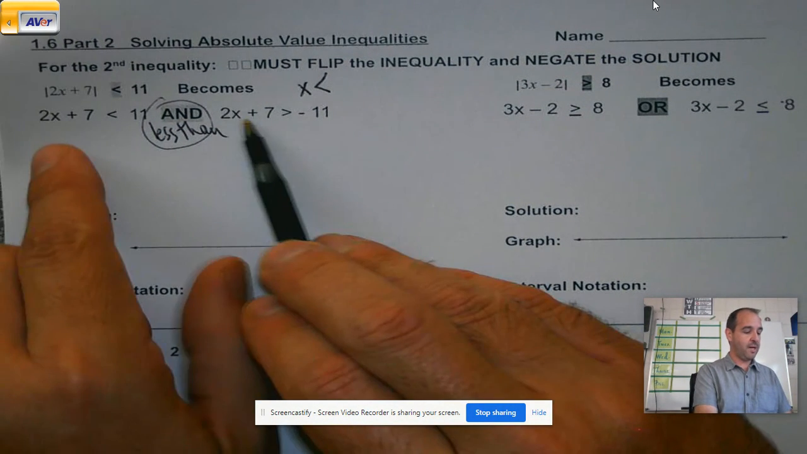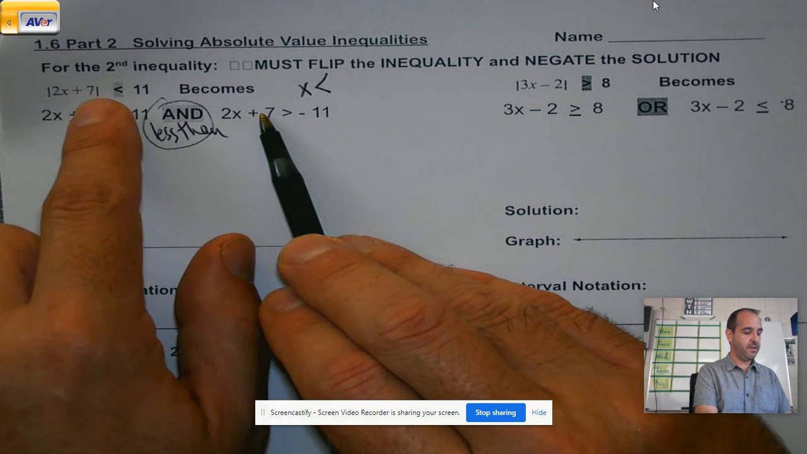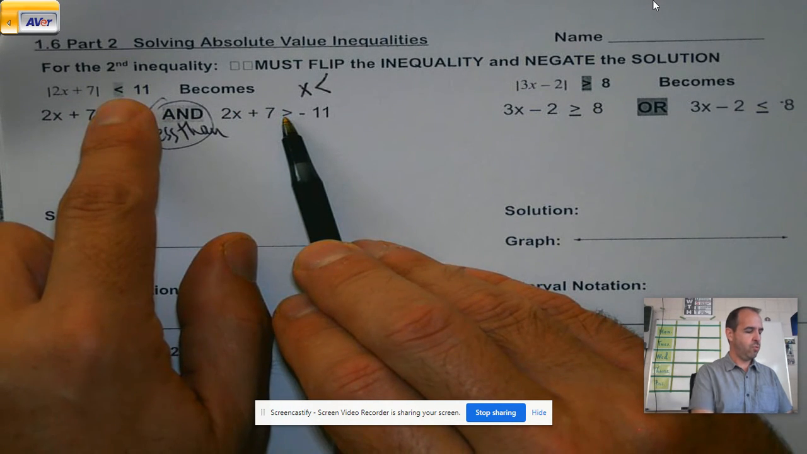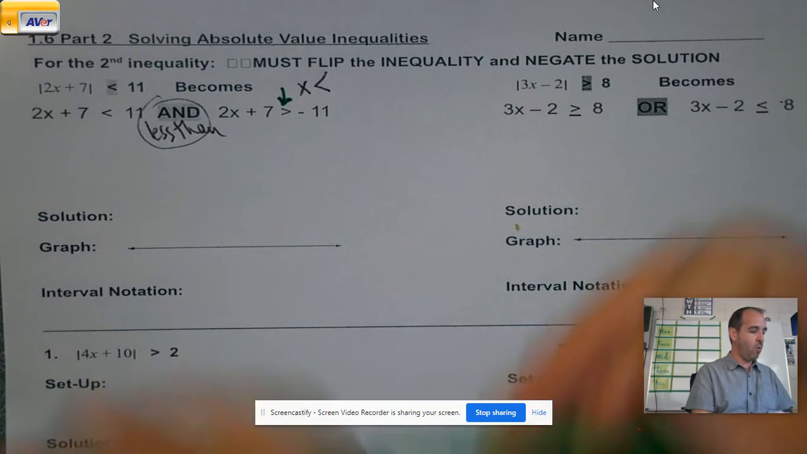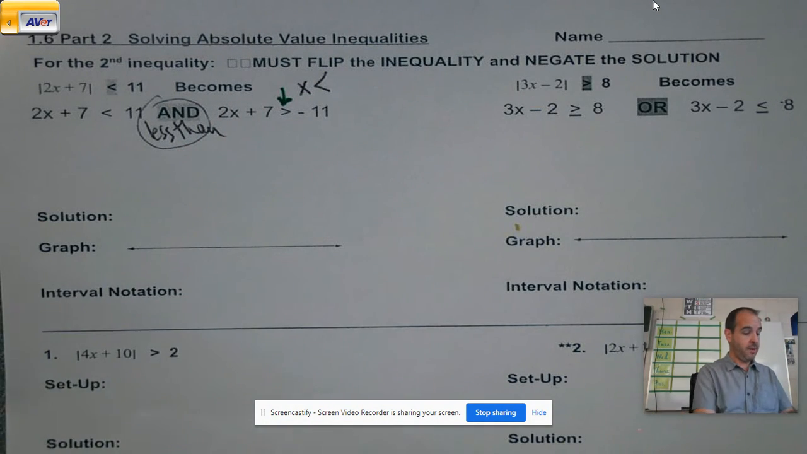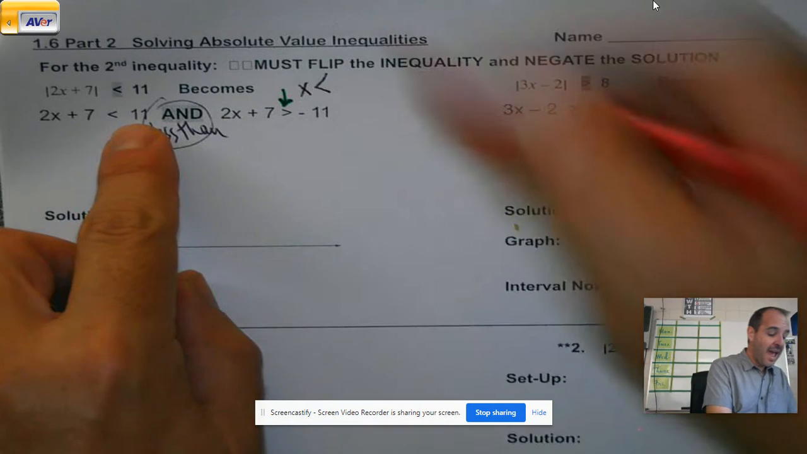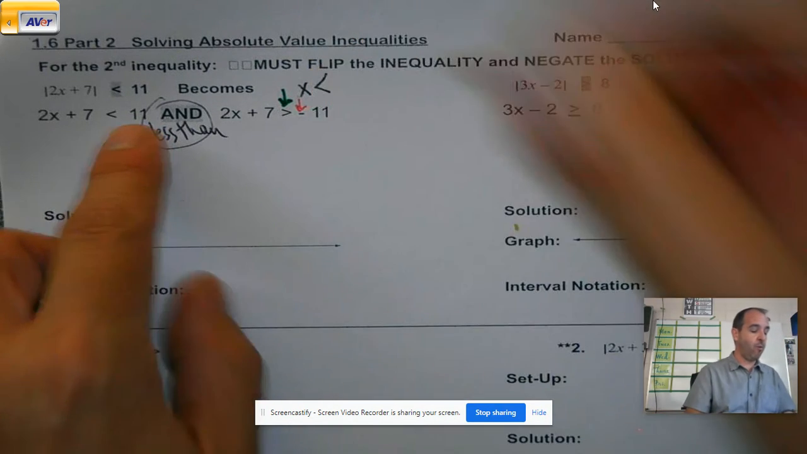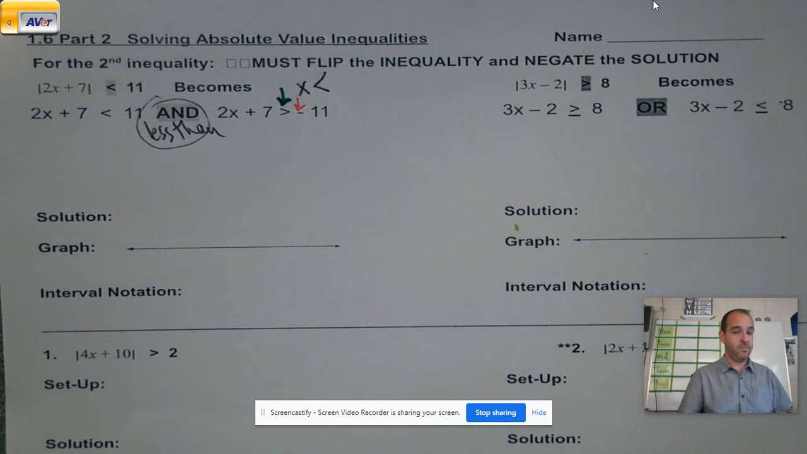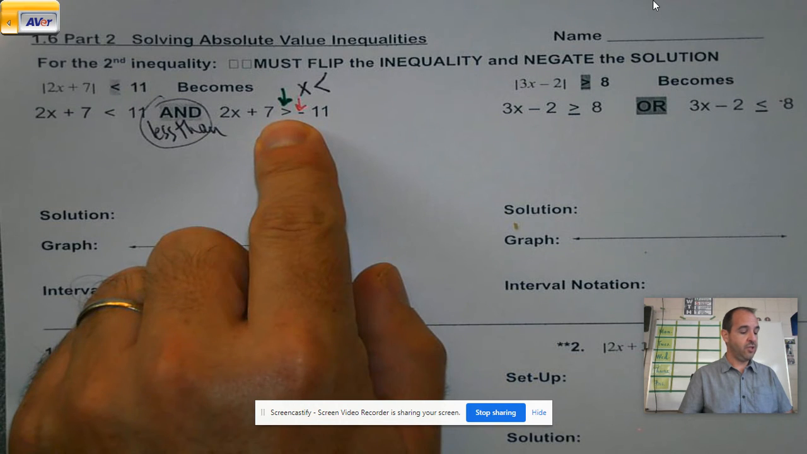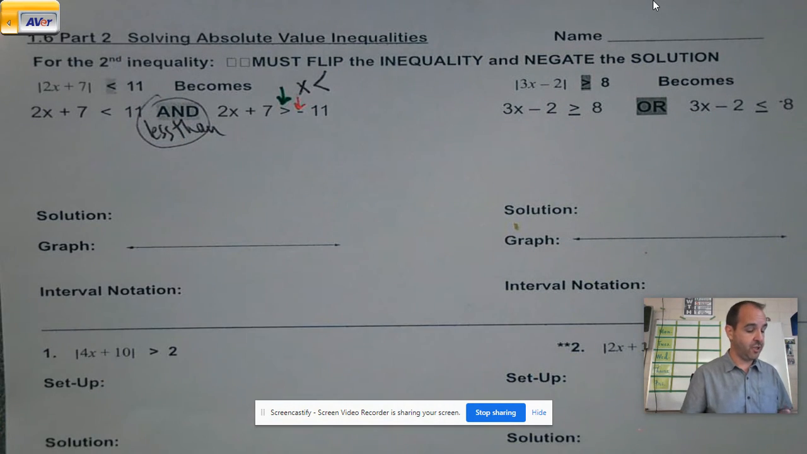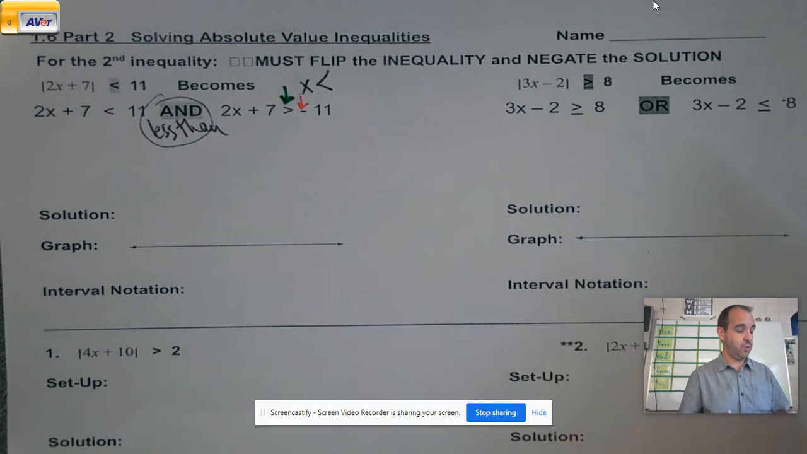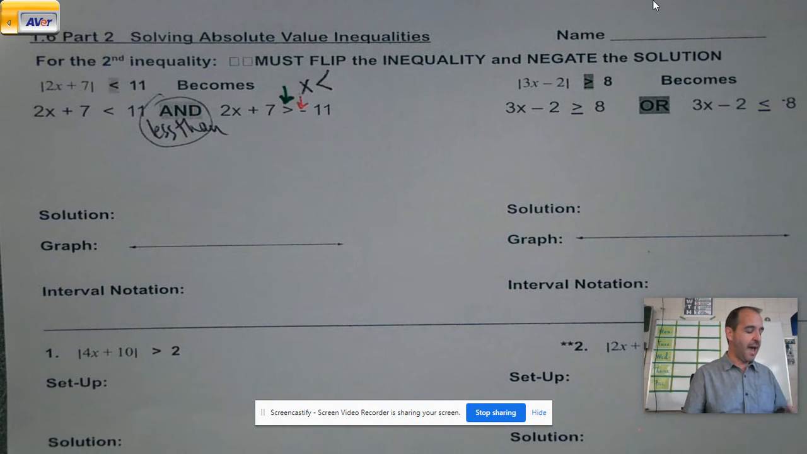When I get to the second one, I start looking. 2x plus 7, okay. Ooh, two things are changing. The arrow is flipping, okay. Notice the arrow flips directions. And we're still doing what we did before with the equations. We're still doing the switch from positive to negative. So two changes. Flip the inequality, negate the solution. Once we do that, now everything is just the way that it was before.